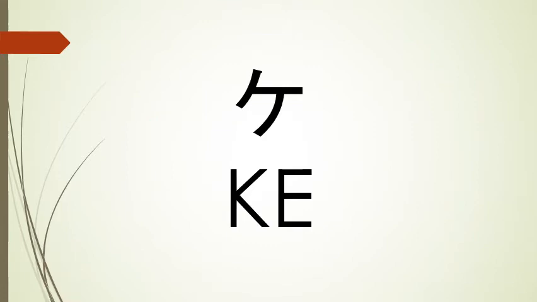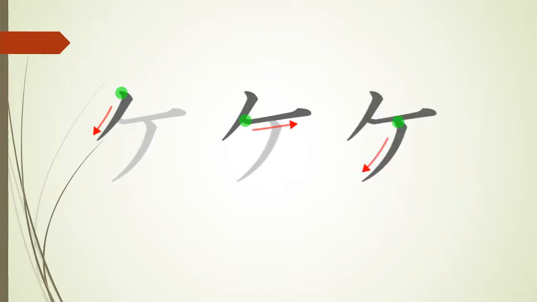And our next katakana is ke. Our first stroke is a slightly curved line going from top to bottom and right to left. Our second stroke starts around the center of our first stroke, and we just have a horizontal line going from left to right. And finally, in the center of our second stroke, we have one more stroke that goes from top to bottom and right to left with a slight curve.